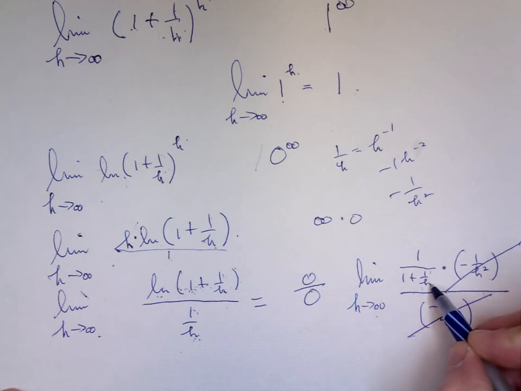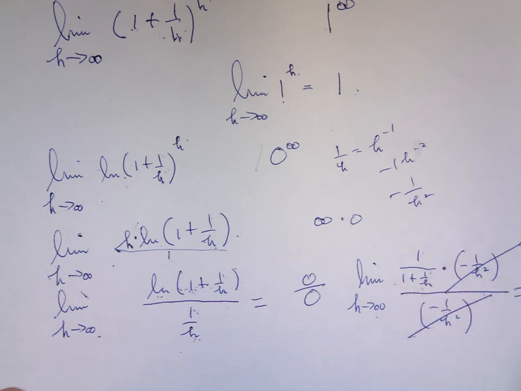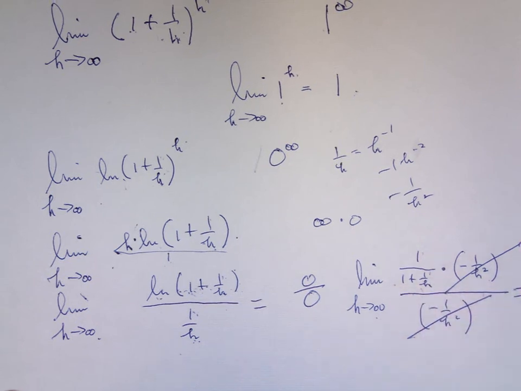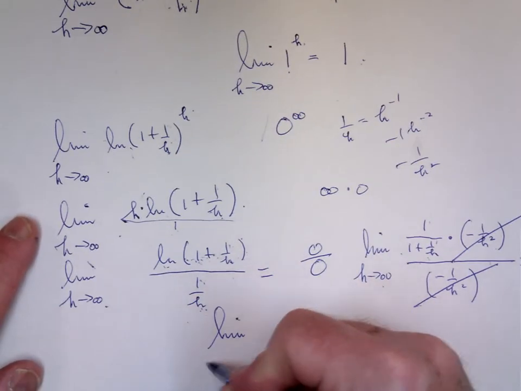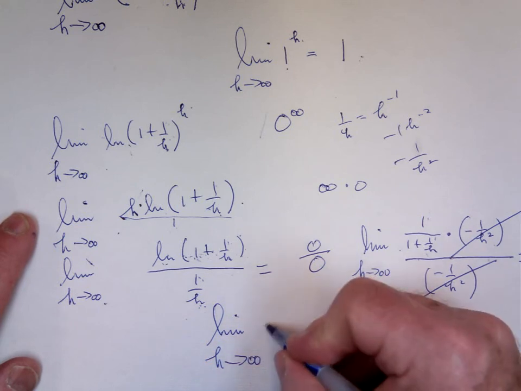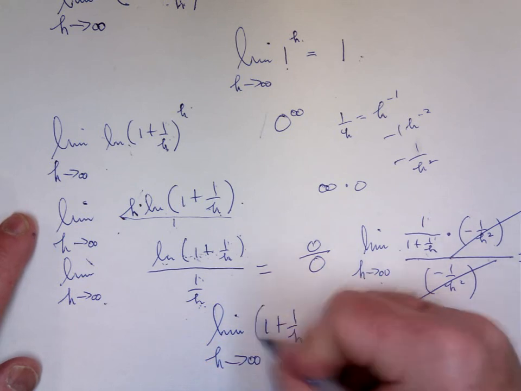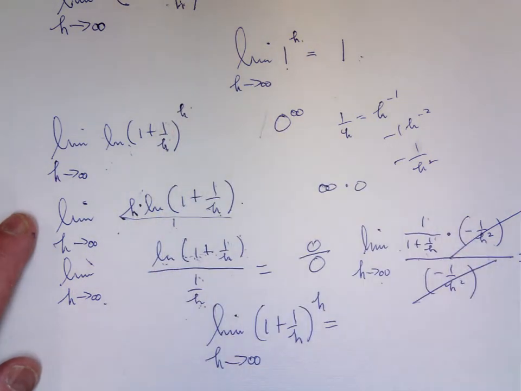Now, the answer to the original question. You still see it? Yep. The answer to the original question, therefore, here's what I know. I know the natural log of this expression is going to 1. Therefore, this expression must be going to e.